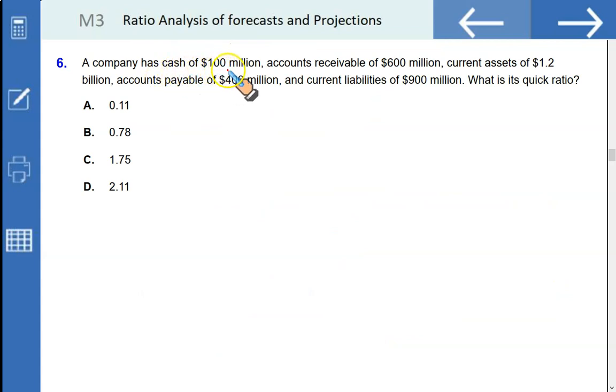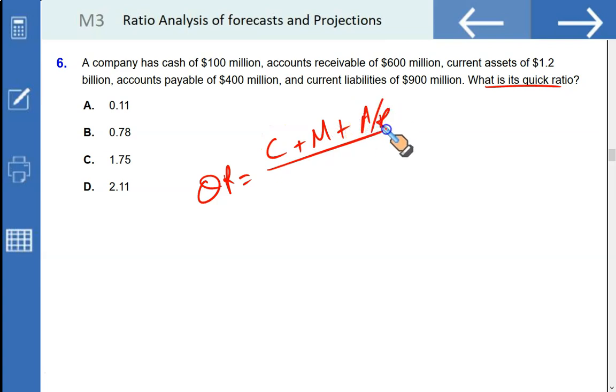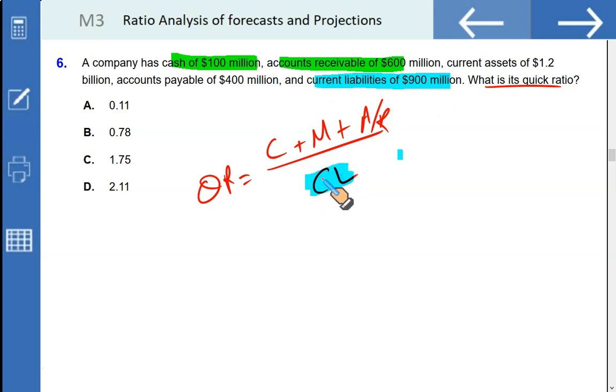A company has cash of 100 million, accounts receivable 600 million, current assets 1.2 billion, accounts payable 400 million, current liabilities 900 million. What is the quick ratio? We know quick ratio is equal to cash, marketable securities and accounts receivable divided by current liabilities. So what is in the numerator? Cash, accounts receivable, no marketable securities are given. And what about the denominator? We have already been given the current liabilities, just use this number and that's all. So cash 100 million, accounts receivable 600 million, current liabilities 900 million.